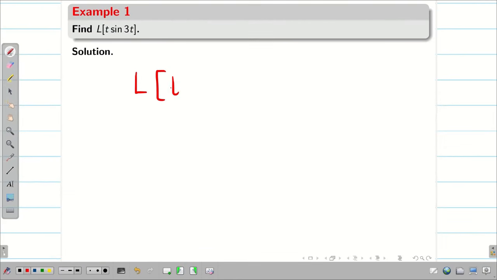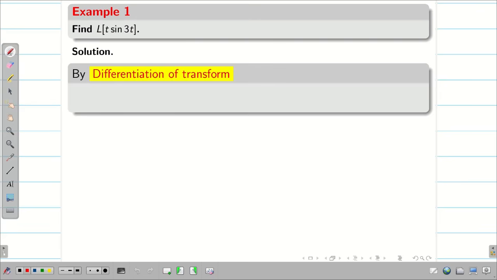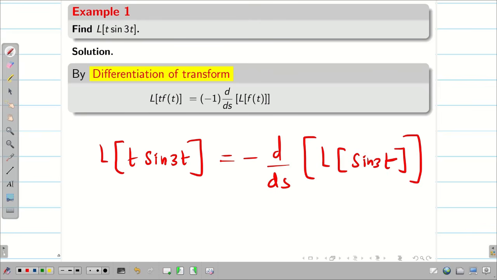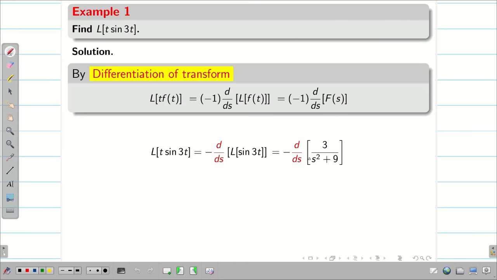Find the Laplace transform of t into sine 3t. So we have to apply differentiation of the transform. L of t into f of t is minus 1 d by ds of L of f of t. That is, L of t into sine 3t is going to be minus 1 d by ds of L of sine 3t. We know that L of sine 3t is going to be 3 by s square plus 3 square, that is 9. Now we have to differentiate this 3 by s square plus 9.